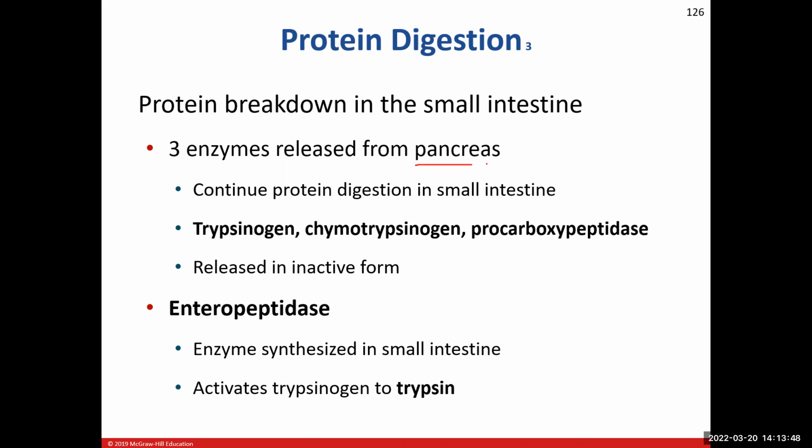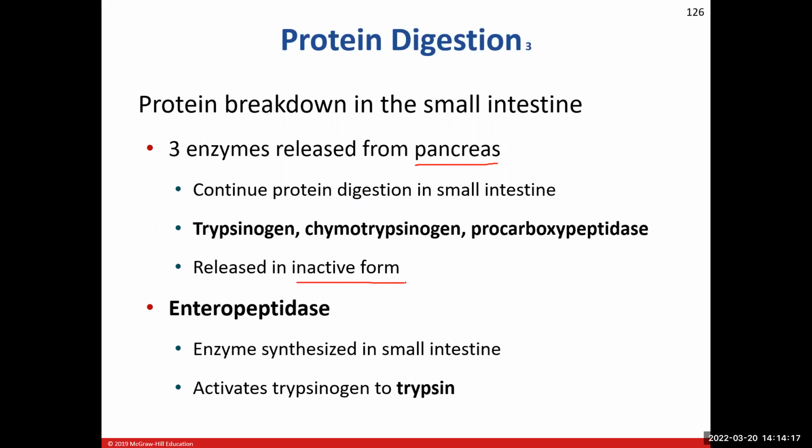The pancreas is going to produce 3 enzymes. Now notice the names here: trypsinogen, chymotrypsinogen, and procarboxypeptidase. These are all released in the inactive form. Same thing applies to these enzymes. We produce them in the inactive form first so they don't damage the tissues that are making them. Then we're going to excrete them into the lumen where we will activate them.